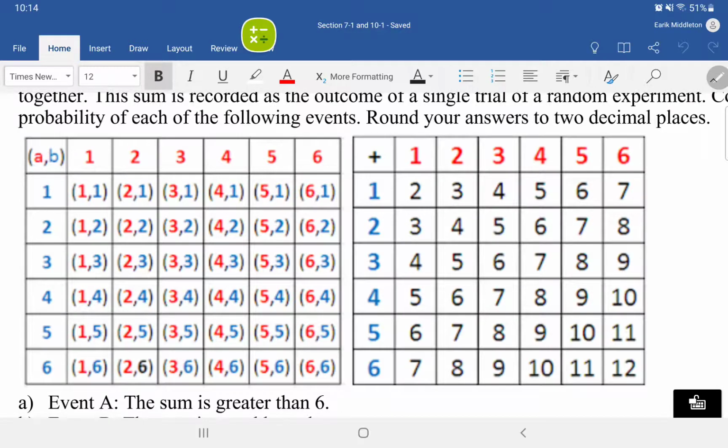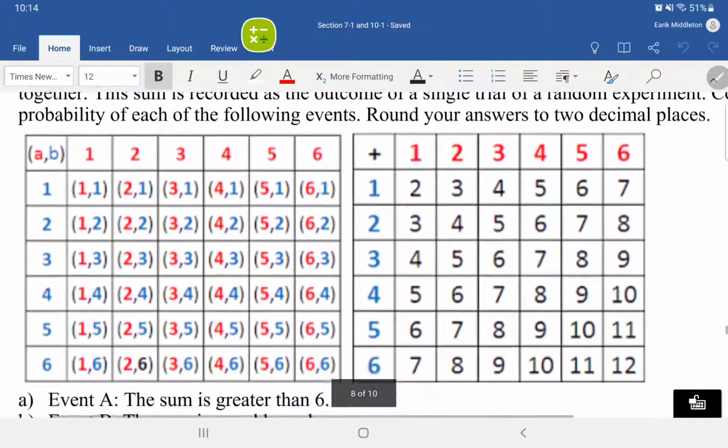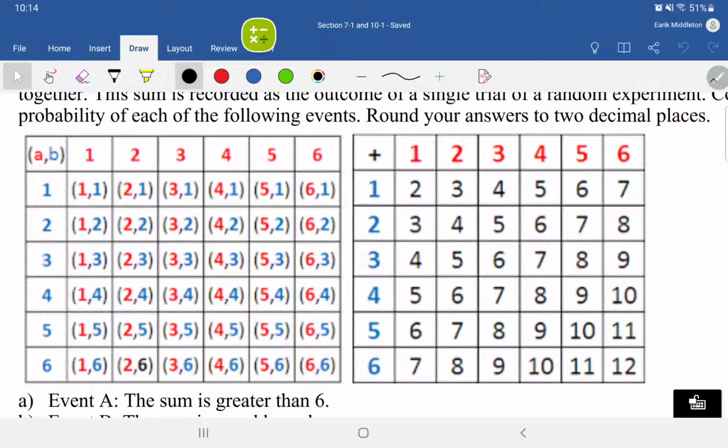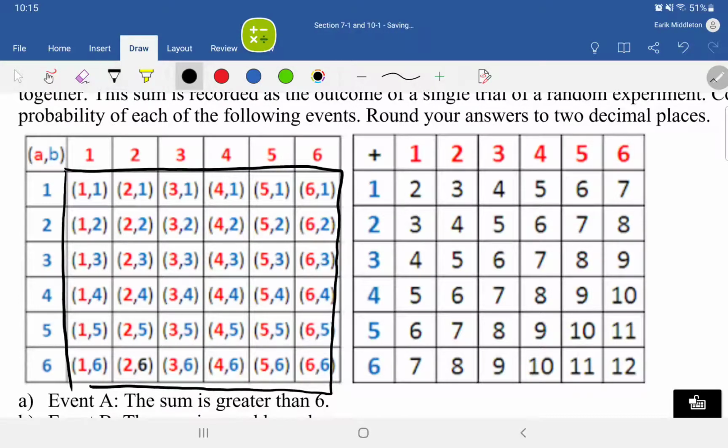When you roll 2 dice and put them in an ordered pair, or when you roll a die twice and put them into an ordered pair, this table right here of outcomes is created. Let's draw in the PDF. And if you count here, we notice that there are 36 outcomes.